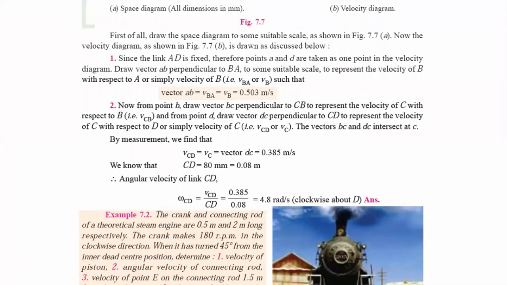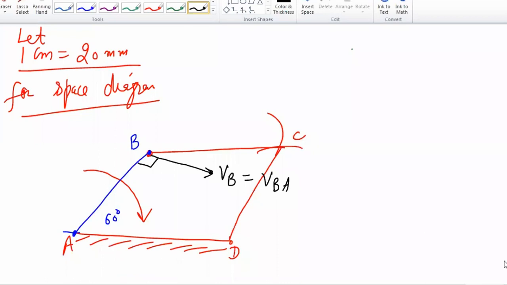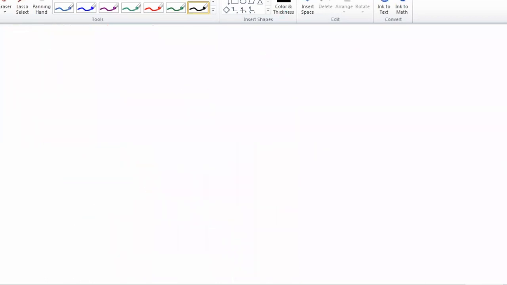Now I am telling you how to calculate with the instantaneous center method. The instantaneous center method is a little easier than this one. Suppose we have drawn the space diagram also.